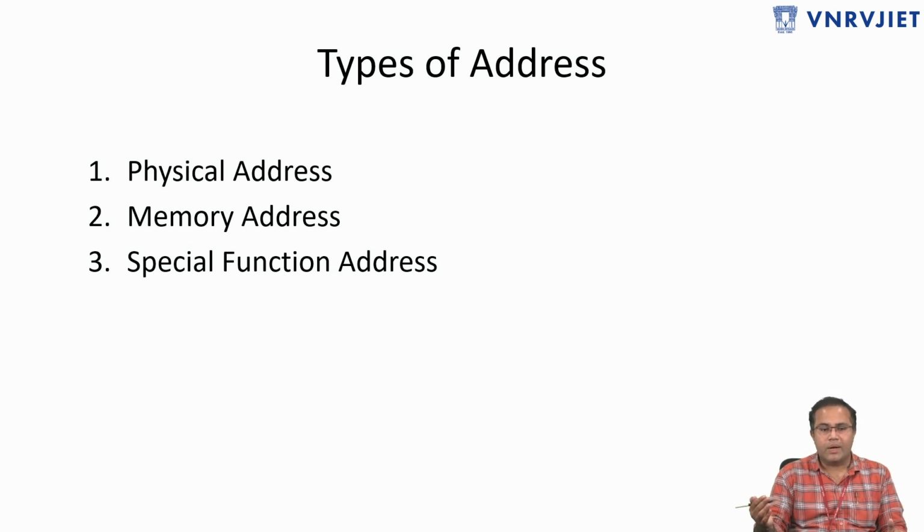Similarly, we have memory addresses. The memory addresses are within the CPU, so we use them within the logic for internal purposes. If you want to keep a result in some temporary space, then we use these memories. Again, this memory is of different sizes, so we will discuss that in detail later. Next we have the special function addresses. These are generally used for timers, counters and all the special functions which are available in PLC programming, right?